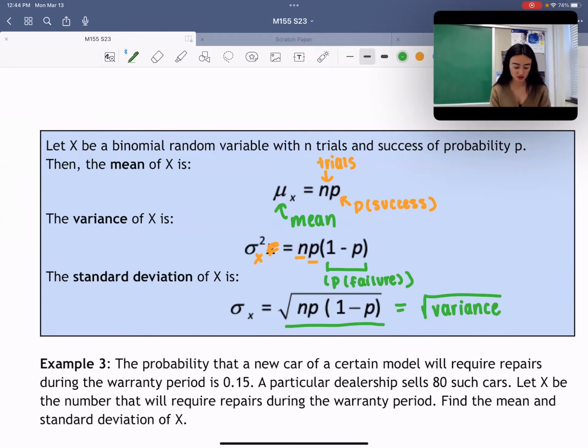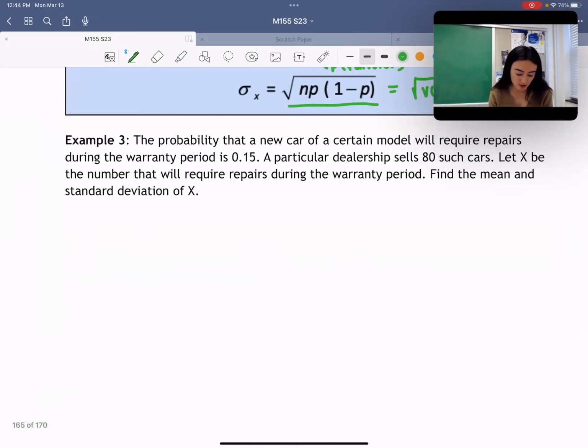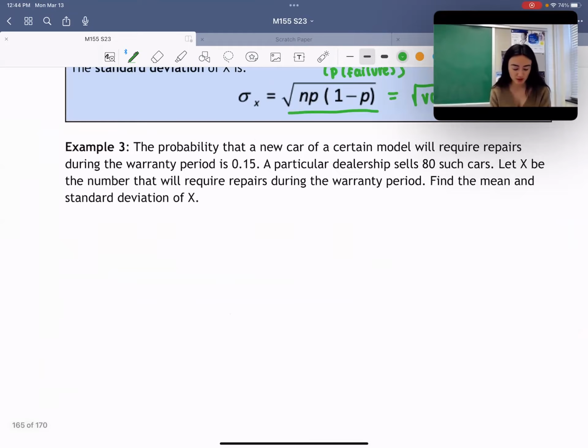Let's do a question. So in example 3, we want to find the probability that a new car of a certain model will require repairs during the warranty period. This probability is 0.15. We have a dealership that sells 80 cars, and we're looking at X, which is the number that will require repairs during that period. Okay, so this question is asking for the mean and standard deviation. Let's use the formulas to figure this out.